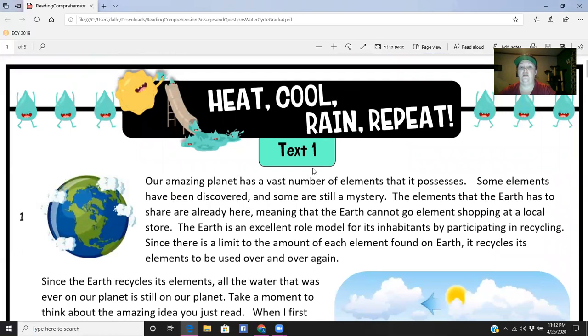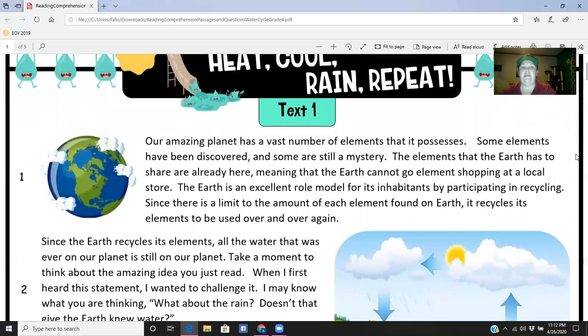Let's go ahead and get started on reading. Follow along with me. We always read the header or title and then we start reading the passage. Heat, Cool, Rain, Repeat. Text 1.